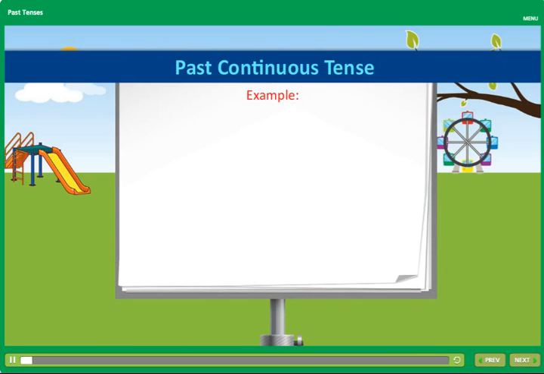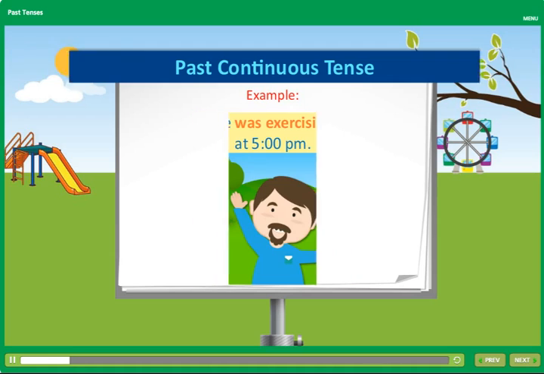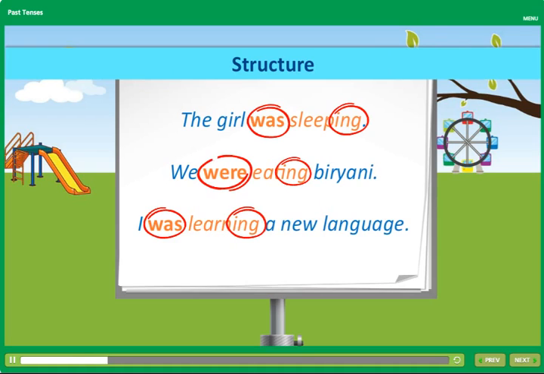Past continuous tense tells us about an action that was happening in the past for a while. We add ing to the verb and add was or were before it to make it past continuous tense.